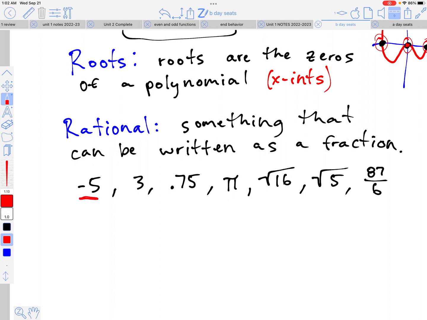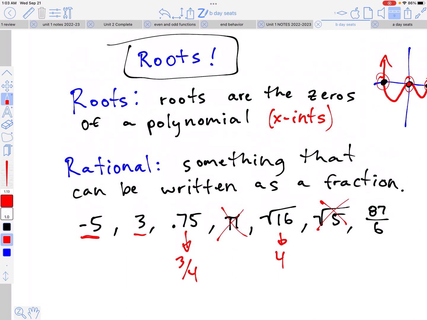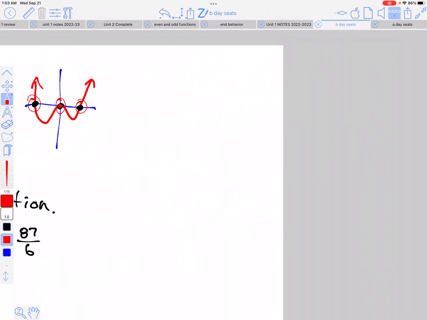-5 is rational. -5/1. 3, also rational. 0.75, also rational. 3/4. Pi, irrational. Root 16, 4, rational. Root 5, not rational, irrational. And then 87/6, of course, rational. So our job, we're going to talk about rational roots and find all roots, but you're going to need to know this word, rational roots.